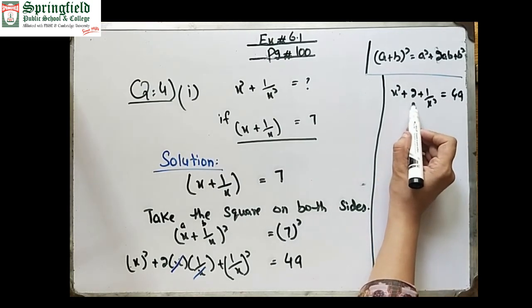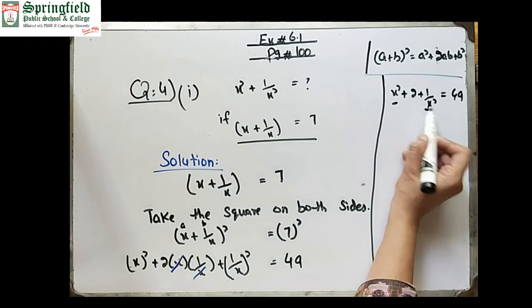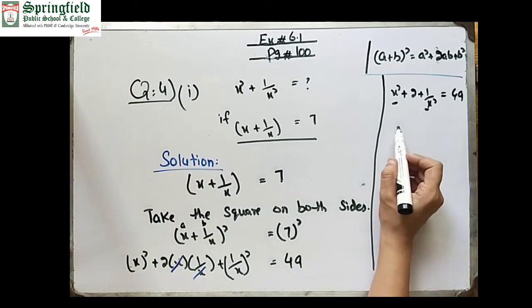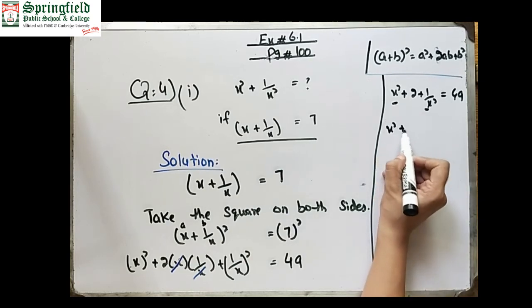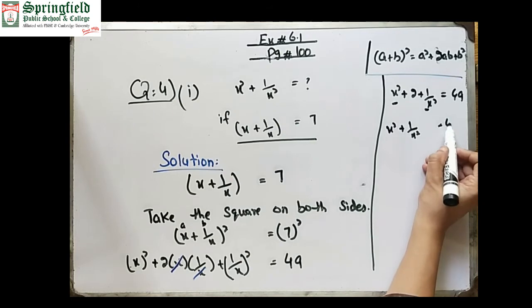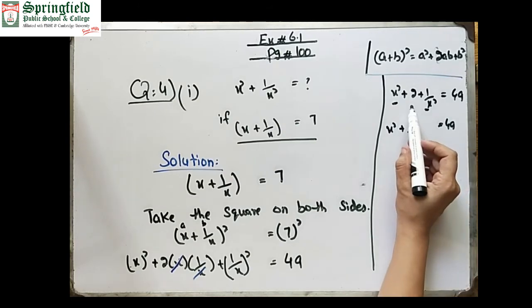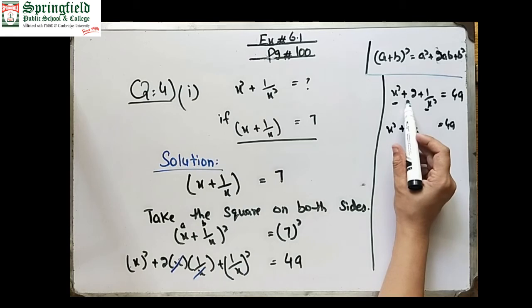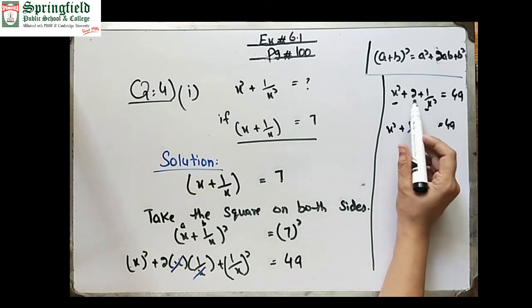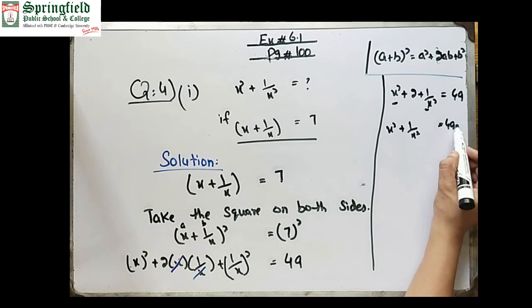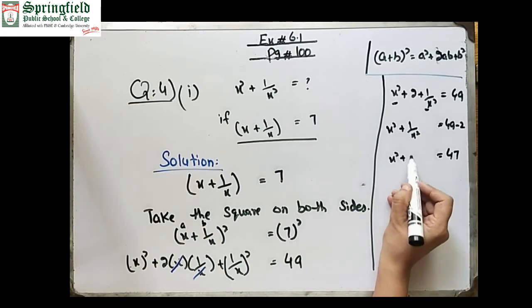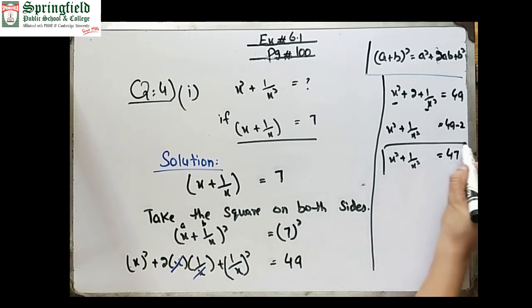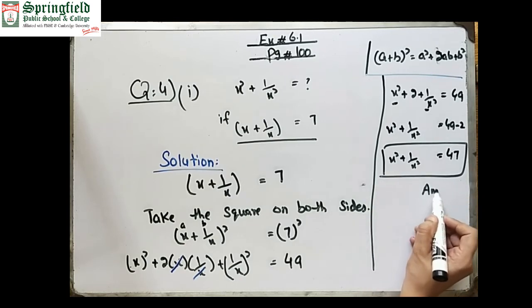So 2 is constant here and these are the variables. These 2 are variables. So leave the variable here and then constant will move other side. So x square plus 1 by x square, and when the constant will move other side, the sign of the constant will change. Here the sign is plus. When this plus 2 will move other side, the sign will be minus 2. Fine. So 49 minus 2, 47. x square plus 1 by x square is equal to 47, and this is your final answer.